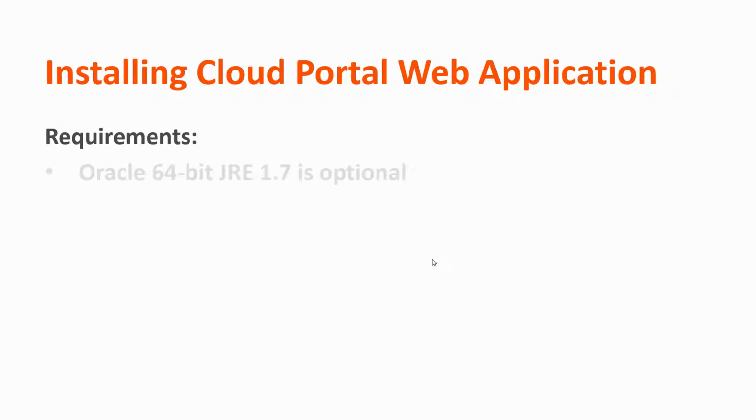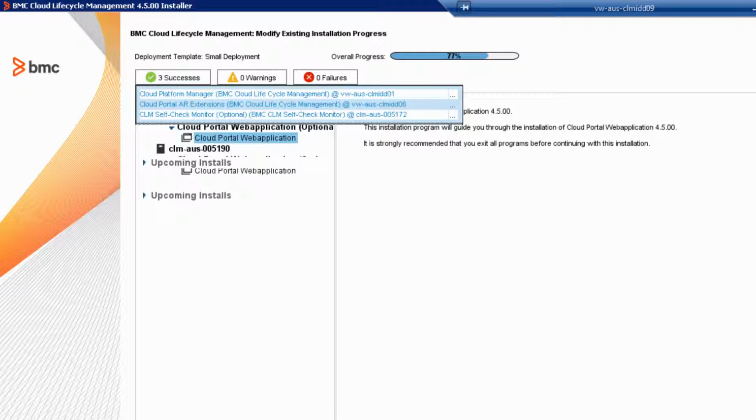Before you begin, installing the Oracle 64-bit JRE 1.7 is optional. And like I said with the Platform Manager and the self-check monitor, I typically do not install the external JRE. I use the bundled JRE that's embedded in the product instead. If you're using a third-party certificate from a company like Symantec, installing an external JRE is sometimes confusing. Let's proceed with the installation.